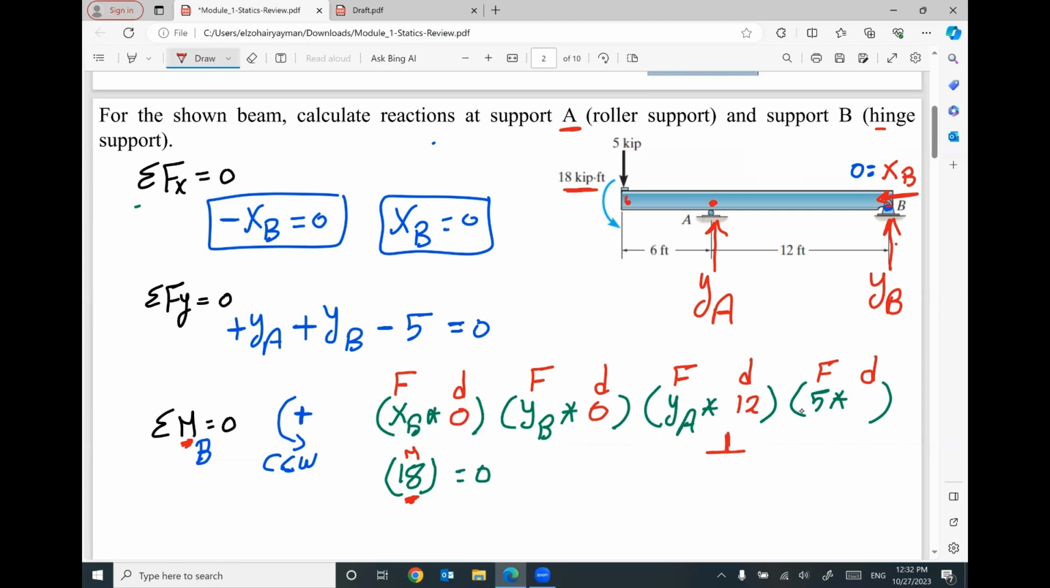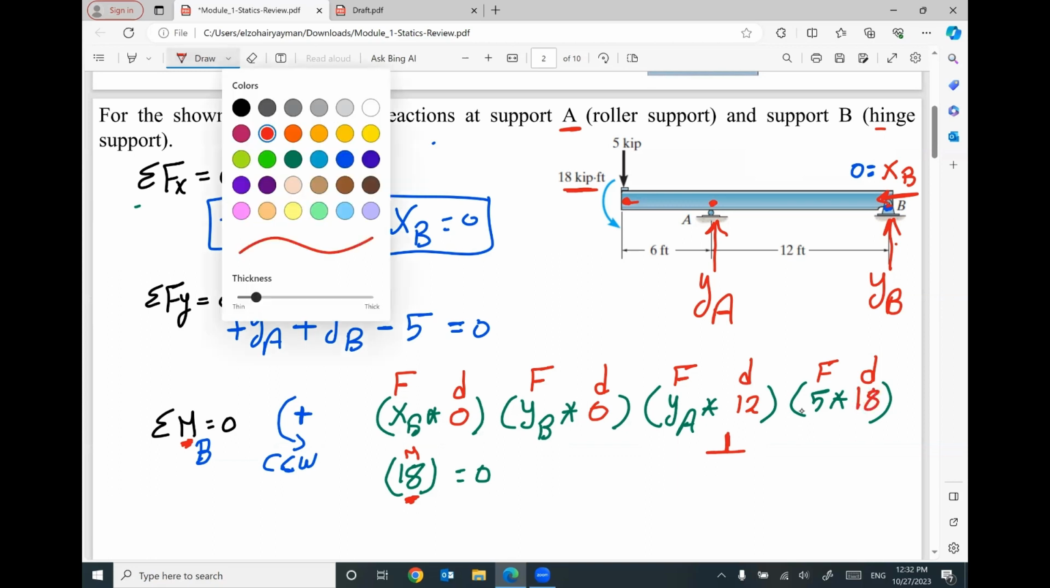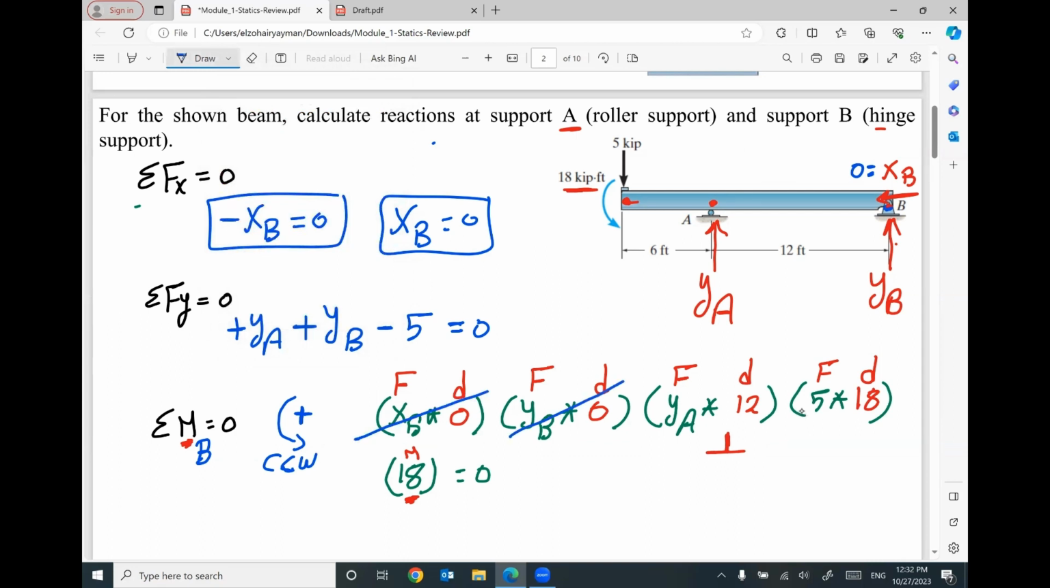5 kip at this location and B, it will be 18 foot. What is the direction? I don't care about this one. I don't care about this one. Both of them will be 0. YA times 12 will rotate clockwise. That means it's negative because I assumed the counterclockwise is my positive. 5 kip times 18 will be positive, rotating counterclockwise. This moment is given counterclockwise will be positive.